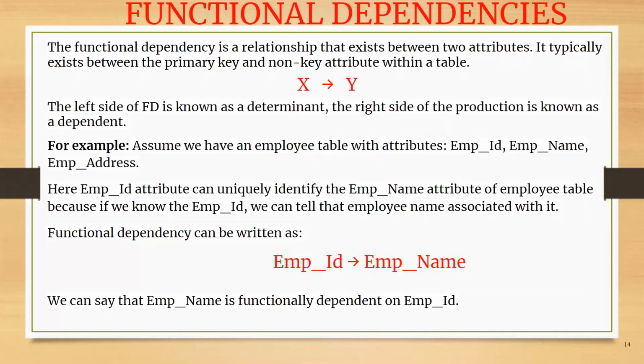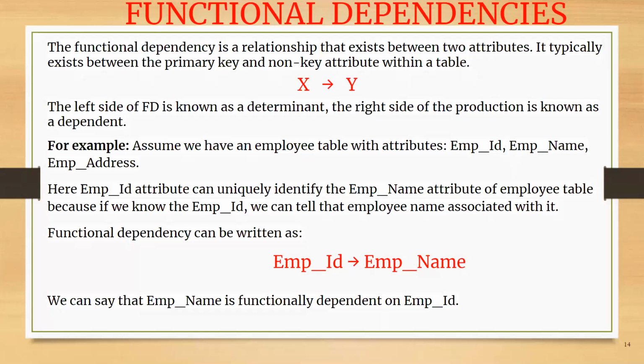Next, we are going to go to the topic that is dependencies. The most common dependency we are going to study here is functional dependency. Whenever I talk about functional dependency, it is a relationship that exists between two attributes, and it typically exists between your primary key attributes and the non-primary key attributes within a table.